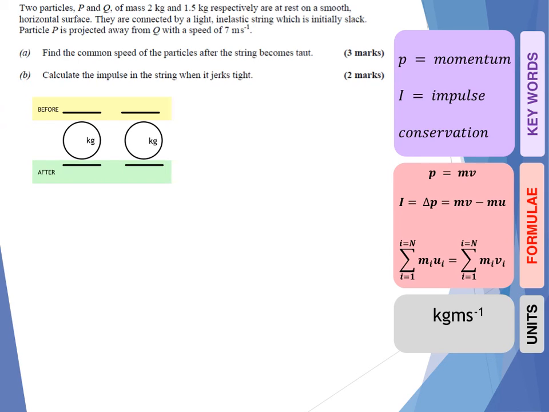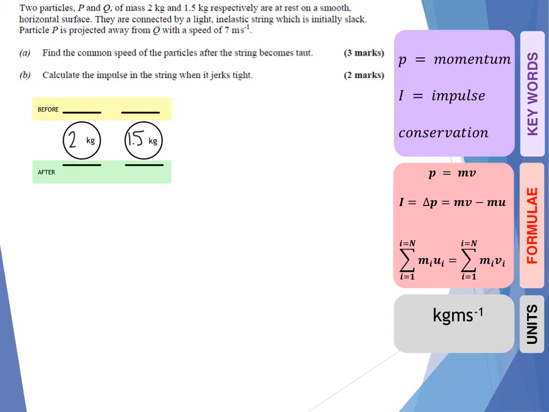The final example that we're going to look at is very slightly different to the others, purely because we have to find the common speed of the particles after the string becomes taut. This is the first time we've had two particles travelling at the same velocity, because they're connected. So reading through, we've got two particles of mass 2 kilograms and 1.5 kilograms, at rest on a smooth horizontal surface. We'll ignore that bit for now. They are connected by a light inelastic string, which is initially slack, so they're not in any way related.